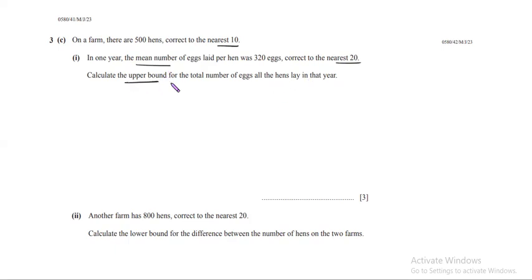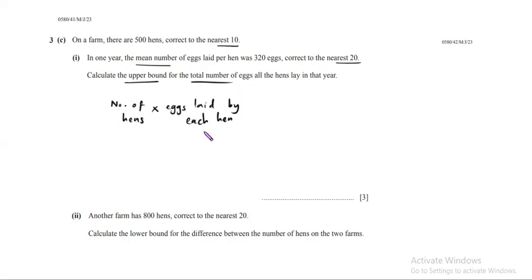So to calculate the upper bound for the total number of eggs, I need to multiply the number of hens with the number of eggs laid by each hen. So I'll write it as eggs laid by each hen. This is what I should do to calculate the total number of eggs. But I need to calculate the upper bound for the total number of eggs.